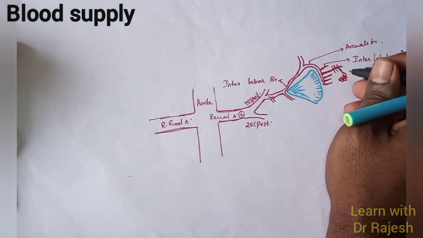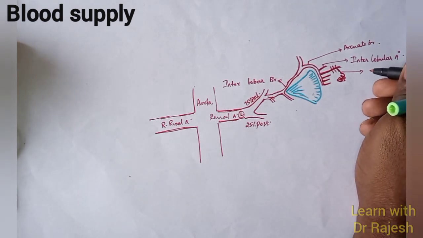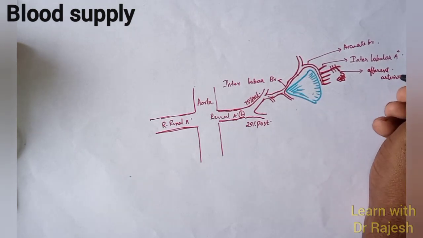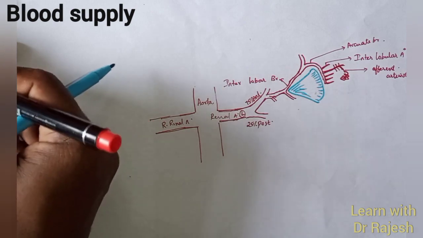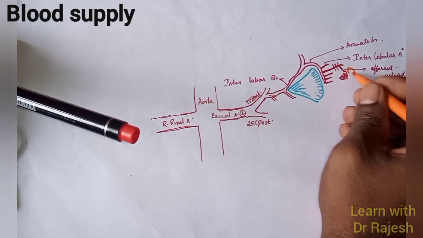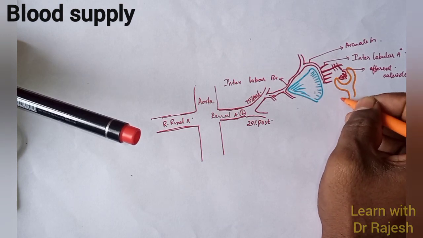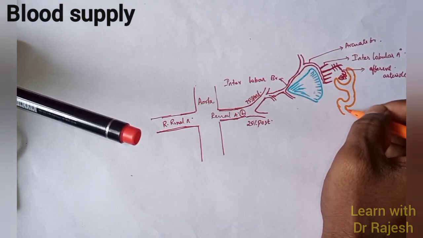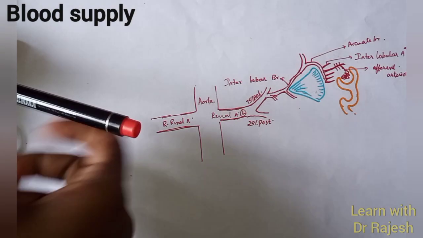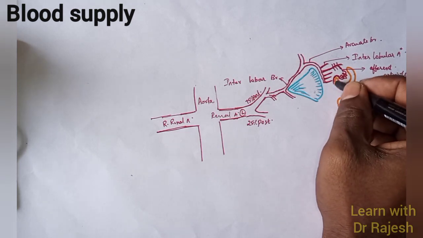So the branch coming from the interlobular artery will be the afferent arteriole, which is entering inside the glomerulus. Now we will draw the glomerulus. So this is the glomerulus, and this is how the afferent arterioles are entering inside. The afferent arterioles enter the glomeruli, and the efferent arterioles are coming out.